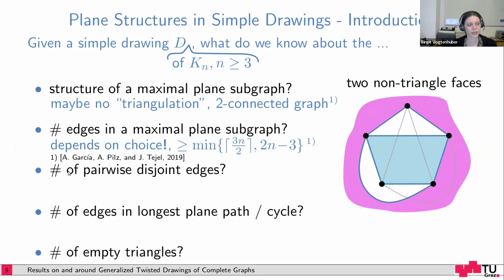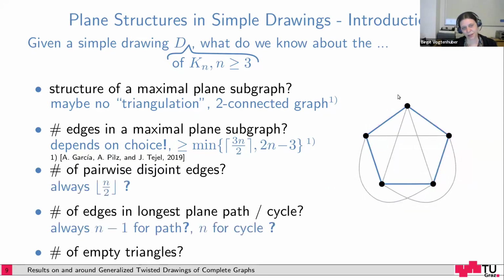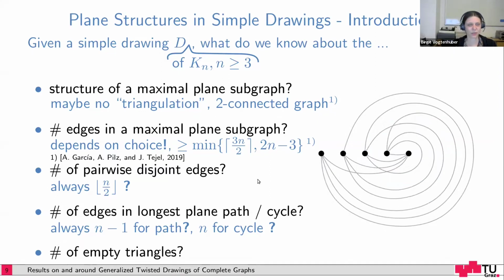Now, if we look at disjoint edges and long plane paths and cycles, in this example here, I have a nice Hamiltonian cycle and hence also a Hamiltonian path, and hence also n half, rounded down, pairwise disjoint edges. So at least this example is not a counterexample, and it's still open whether this is always the case or not. If we look at the number of empty triangles, then this example here maybe is not a so good one. So let me take a different one, yet another simple drawing of a complete graph.